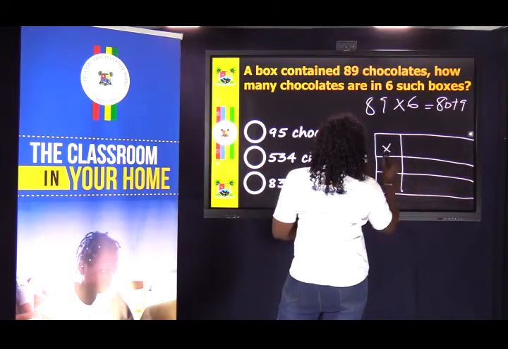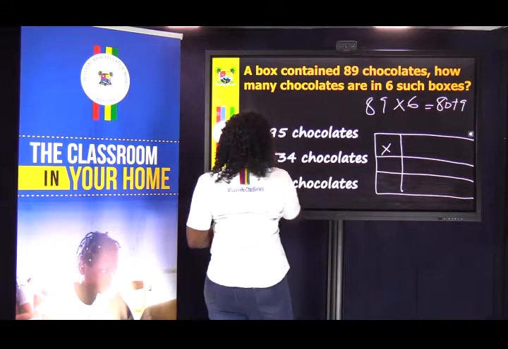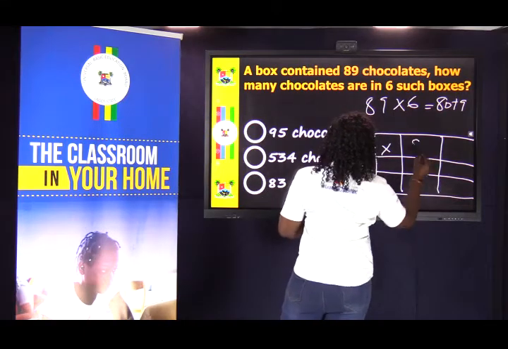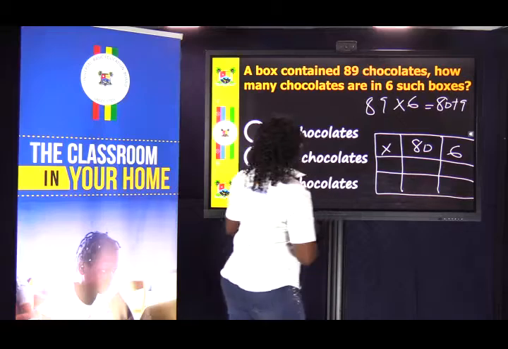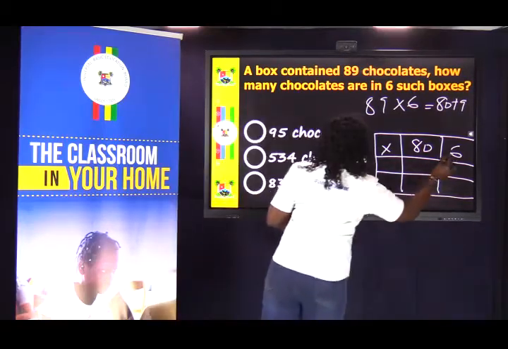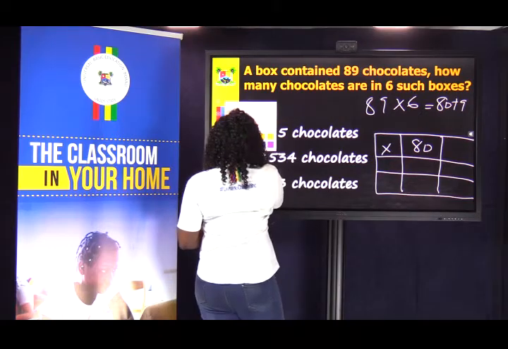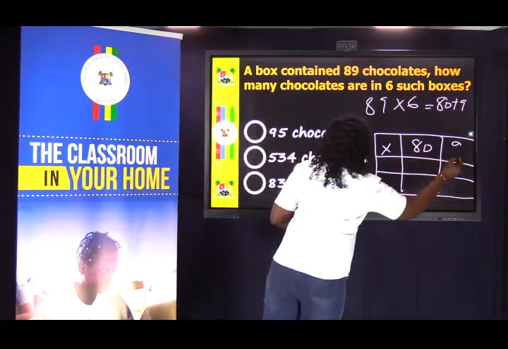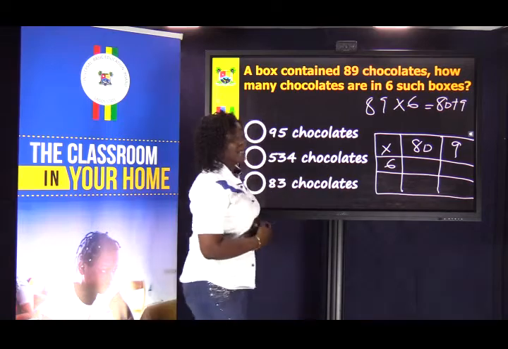You put the sign you are working with, very important. Yes, so I have 80 and 6. Then I have 80 and 9. And I have 6, the number I'm multiplying with.